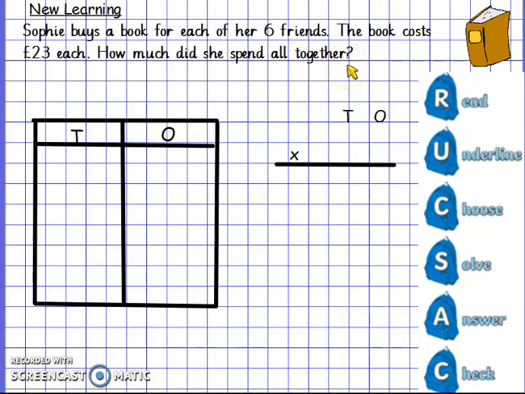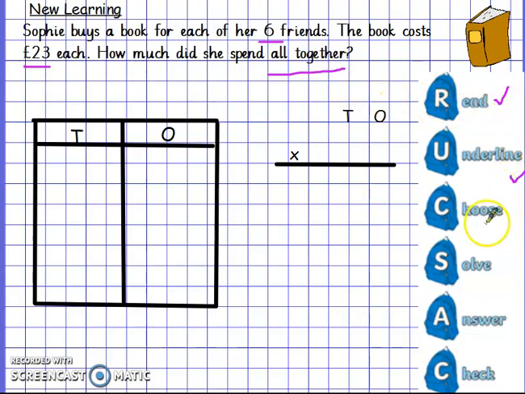We're going to use a method called RUCKSACK to help us solve this word problem. So we've already done the R in RUCKSACK. We've read the question out. I can tick that off. Next, we're going to underline the key words in the problem. So we know that Sophie buys a book for her 6 friends, and we know they cost £23 each, and we want to find out how much she spent altogether. Okay, let's have a look.